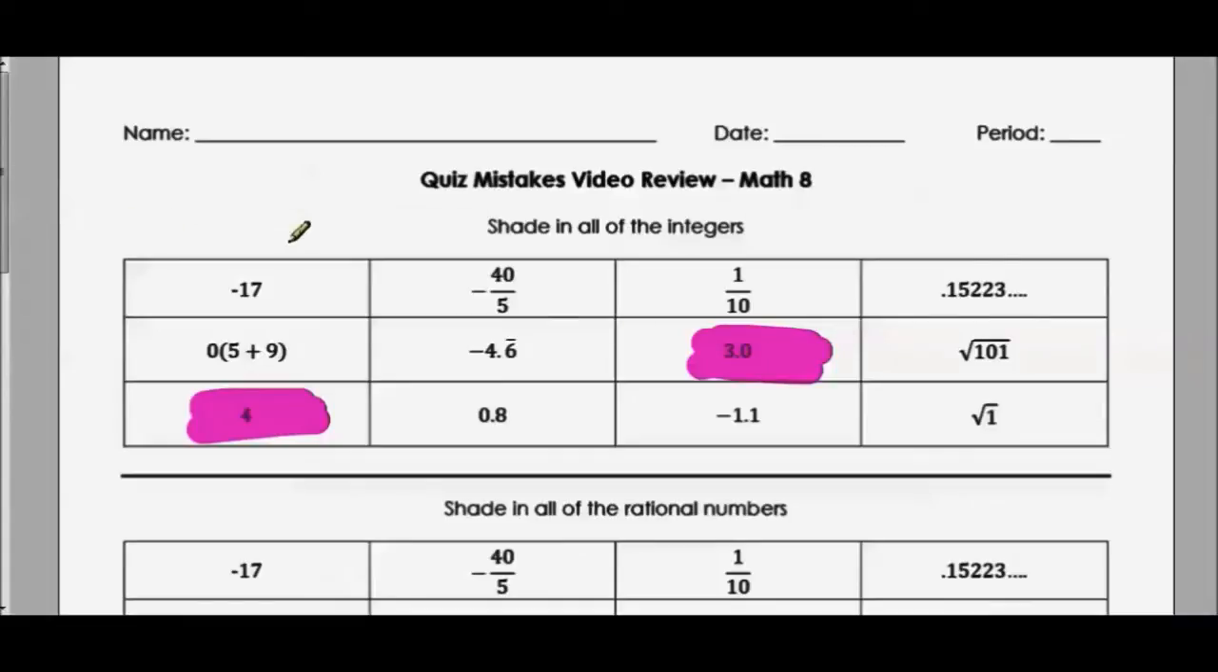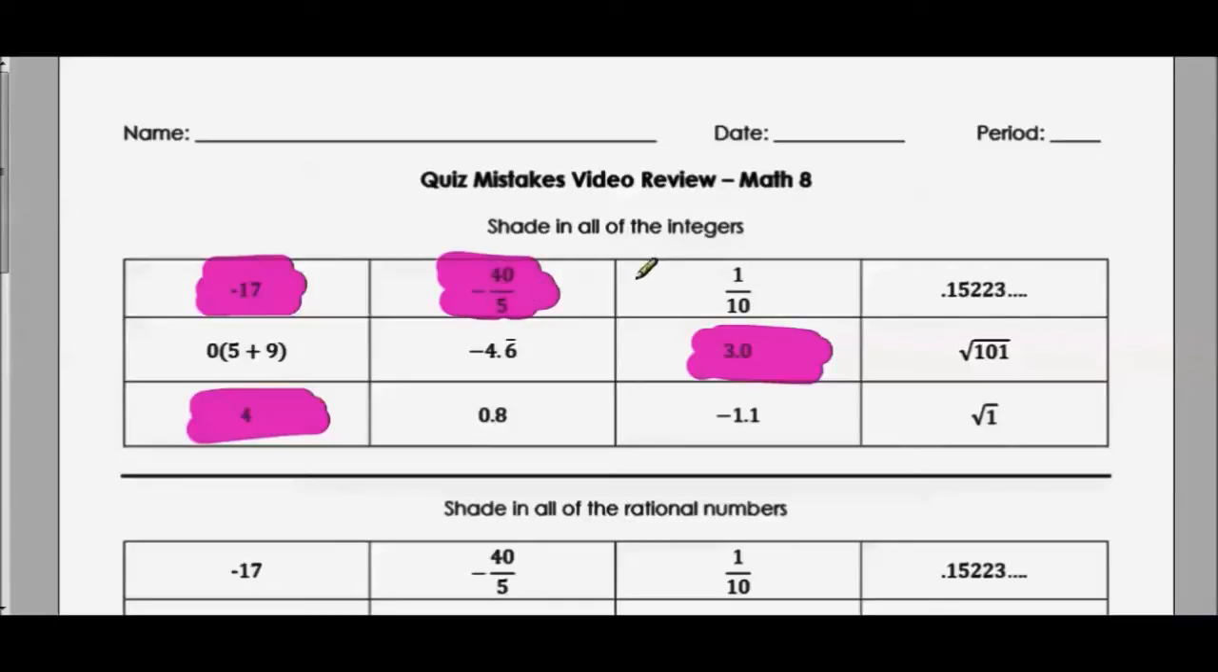I'm just going to go from left to right now. Starting with negative 17, that's an integer. It's a negative whole number. That's a perfect example of an integer. Negative 40 divided by 5 is really just negative 8, another good example of an integer.